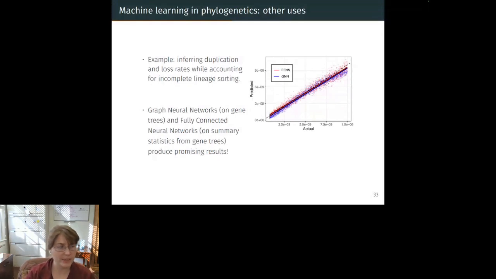And in general, I think inferring tree topologies is a really hard problem to address with machine learning, but there are lots of promising solutions that are being proposed. But it's important to think about other ways that we can use these approaches in phylogenetics to infer parameters that we're interested in.